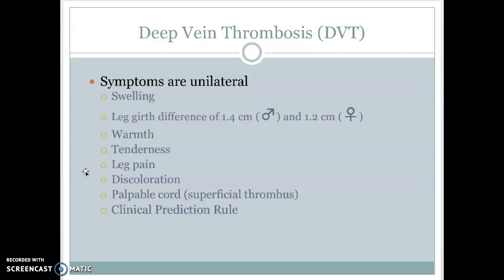So these are the things we look for: swelling in the lower extremity, as measured by increase of leg girth, difference side to side, and you see the difference between males and females. If the lower extremity is warm, tender, painful, if there's discoloration, and if we can literally palpate and feel a hardened area in the lower leg. And there's a clinical prediction rule that we can utilize known as Wells criteria.